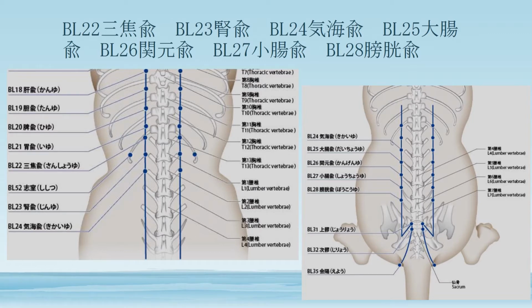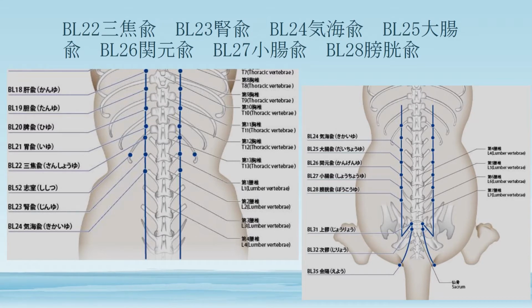Next, we'll look into the lumbar region of the bladder meridian. All of the bladder meridian acupoints on the lumbar region are 1.5 cm lateral to the dorsal midline. And make sure that you're taking at the level of the end of the lumbar transverse process. First acupoint is BL22.